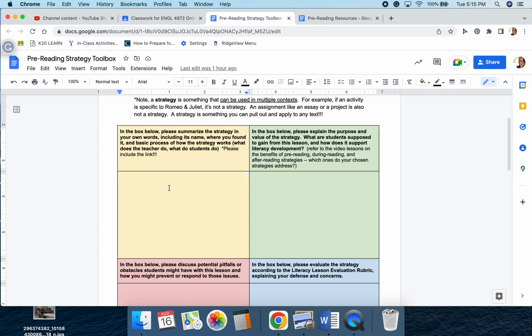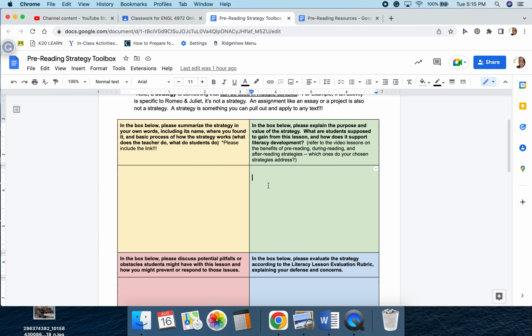So what does the teacher do? What does the student do? In this box, what's the purpose and value of this strategy? So you're going to refer to, from the lesson we just went over, those bullet points. Does it help set a purpose for reading? Does it do this? Does it do that? Right? From those 3 things. Which one is the focus, the key benefit, and then maybe there are some secondary benefits too. So say what they are and give a little explanation.